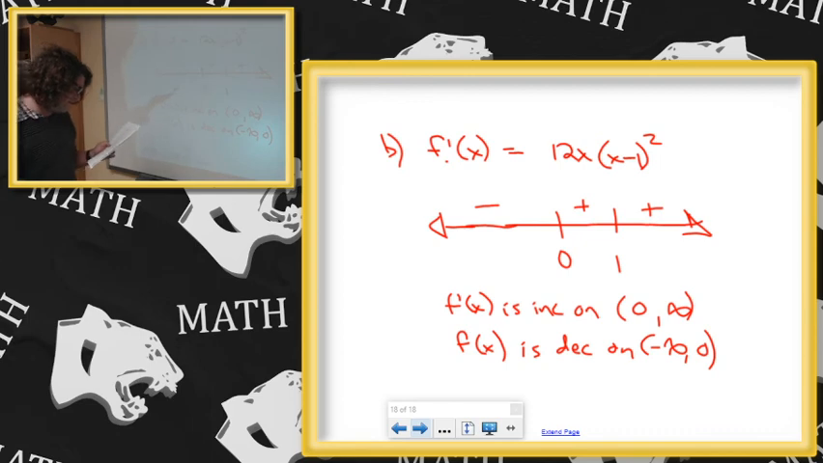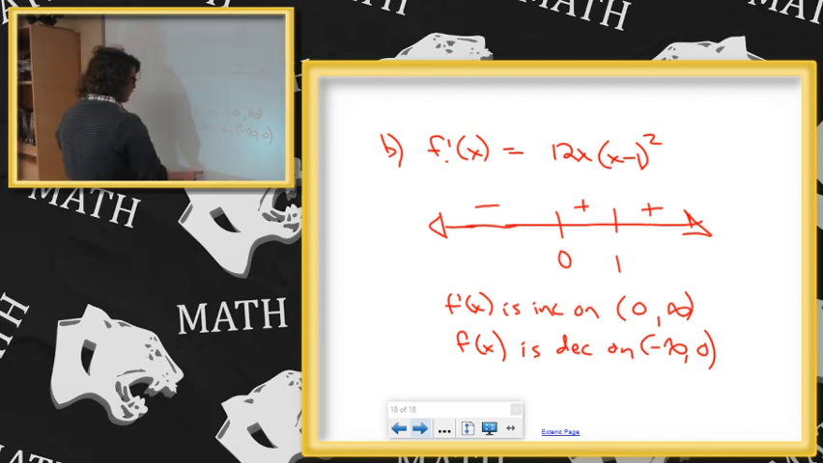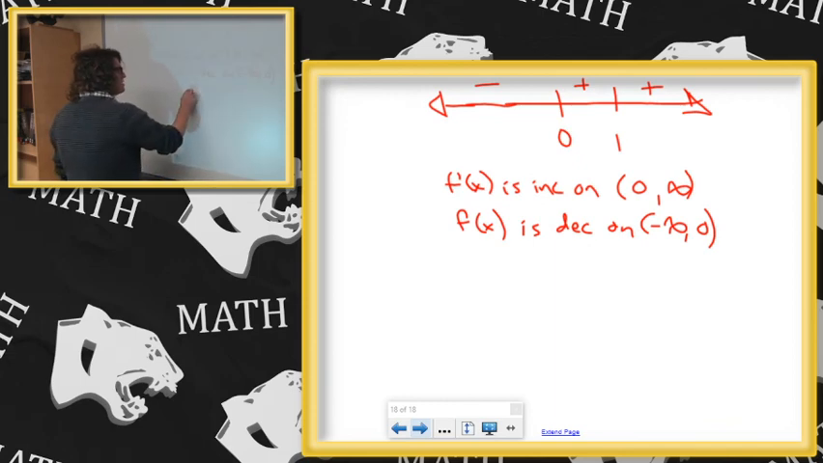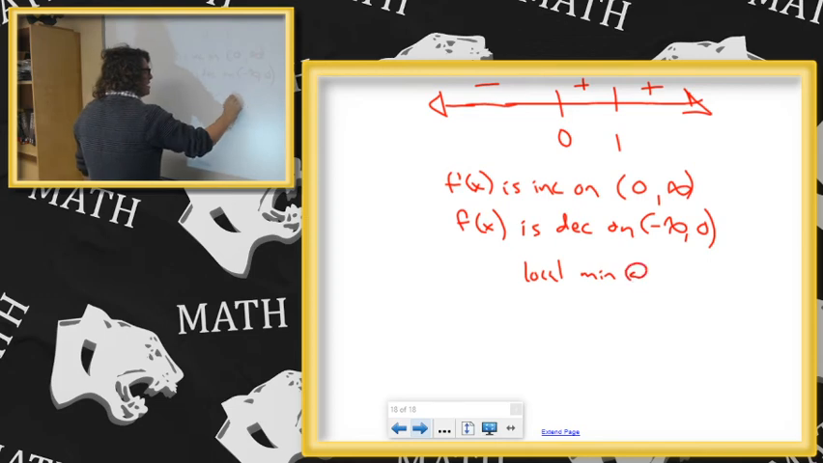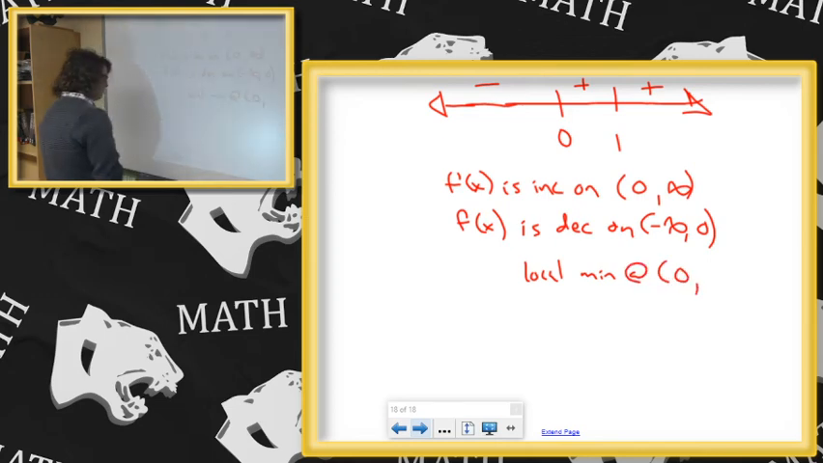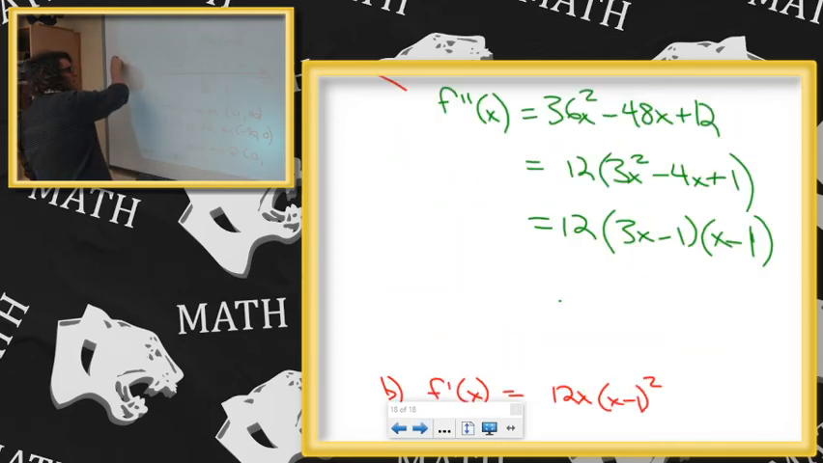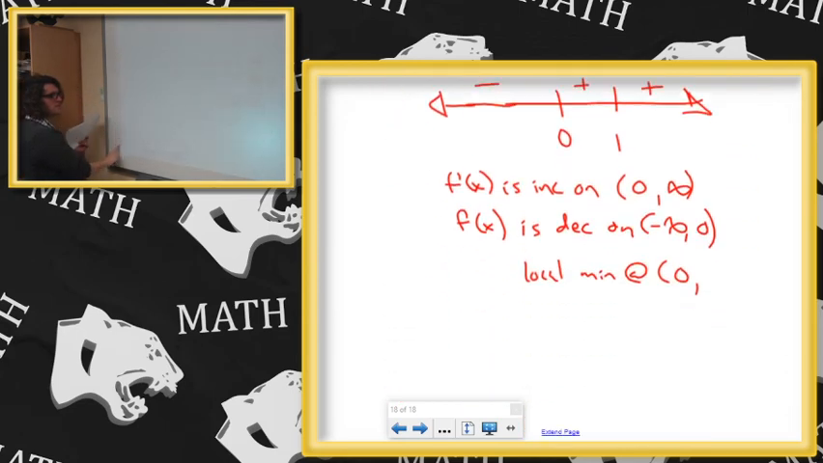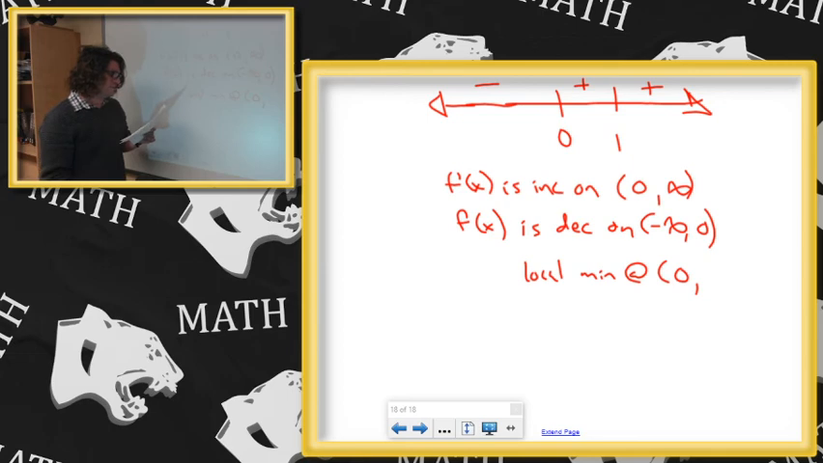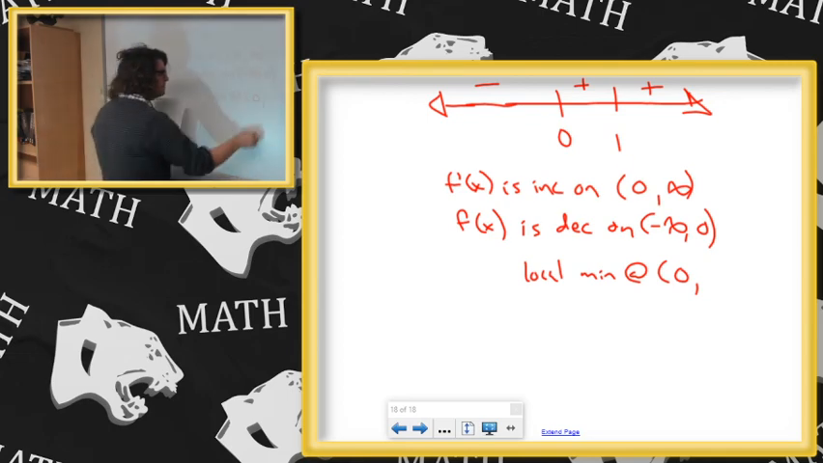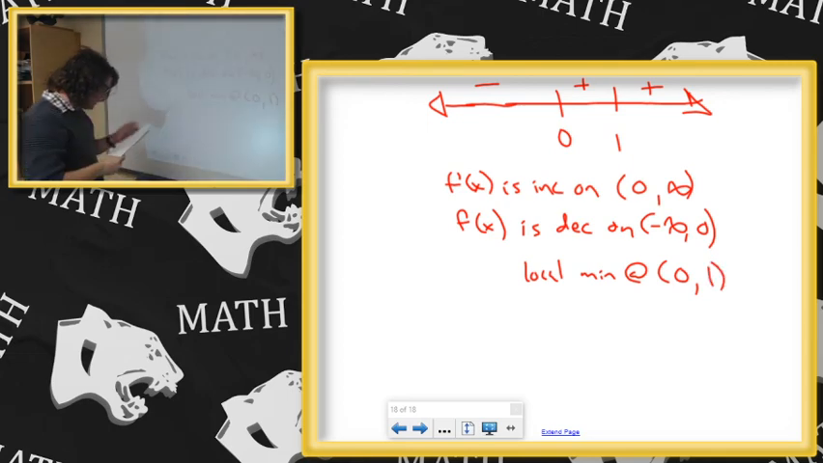All right, find a local maximum and minimum value. So there's a local minimum at 0 comma something. So local min at 0 comma, and that would be, I gotta look at the original, oh, I guess I have it on my paper. So the original function, if I put a 0 into it, it's y-intercept is 1. So there we go.